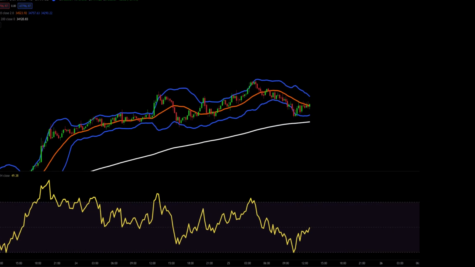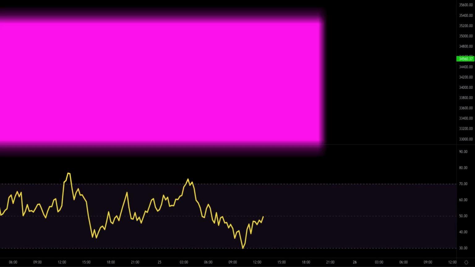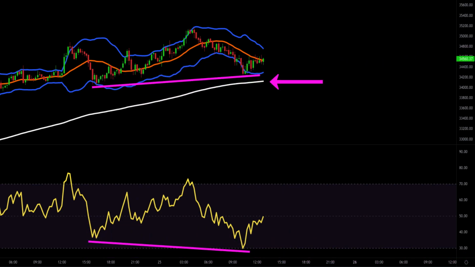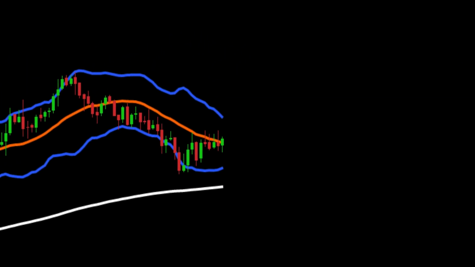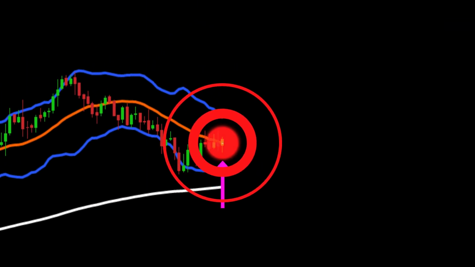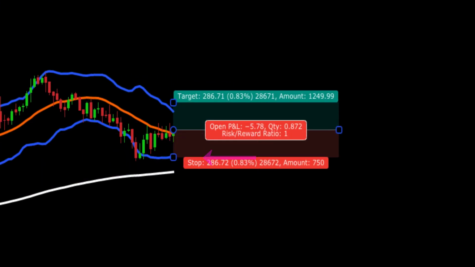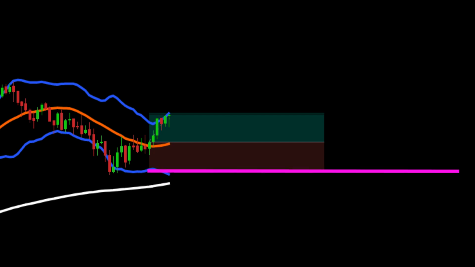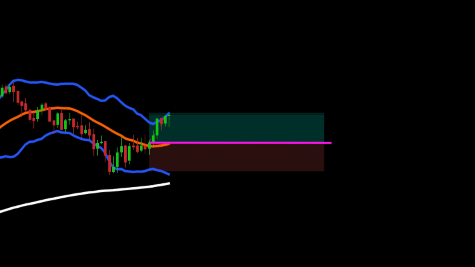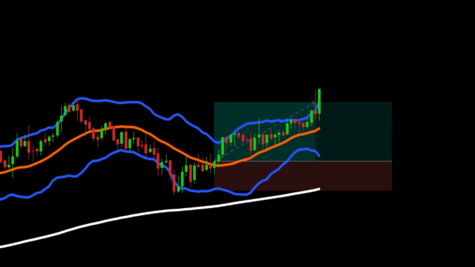We have one more long example. Price is above the 200 EMA. We have bullish hidden divergence, a higher low on price and a lower low on the RSI. Finally, we get a candle to close above the basis line in orange. This is our trigger. We target 1-to-1 for the first half of our position. When 1-to-1 is hit, we move our stop to break even and target 2-to-1 for the remainder. And this one crushes 2-to-1.